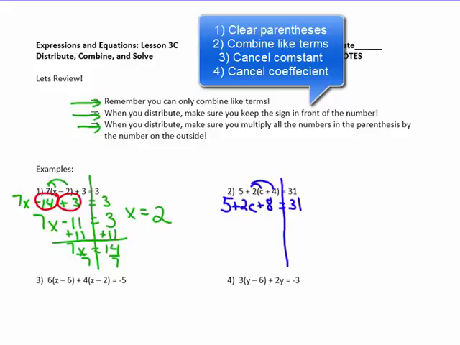Again, I'm going to look for my like terms. It's still my constants, the 5 and the 8. And when I put those together, I get 13. I'm going to choose to write the 2c first. You absolutely could have that reversed if you wanted to. Now we have to cancel our constants, so subtract 13 from both sides.